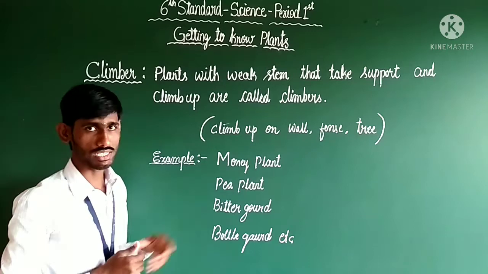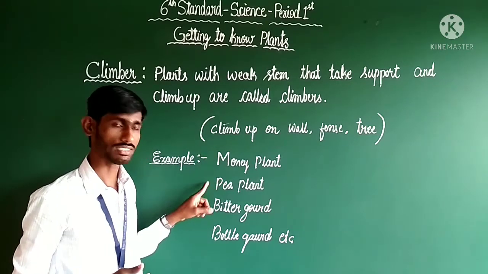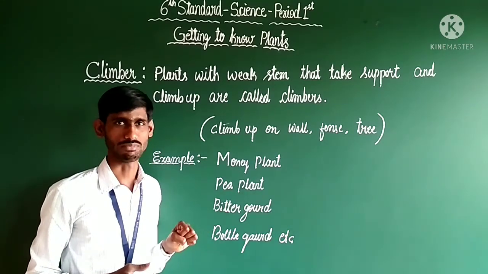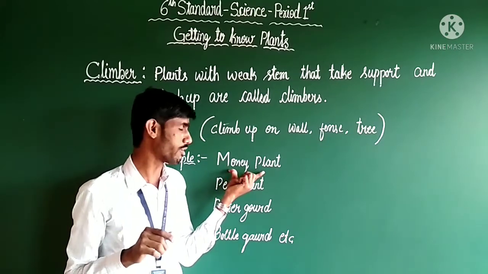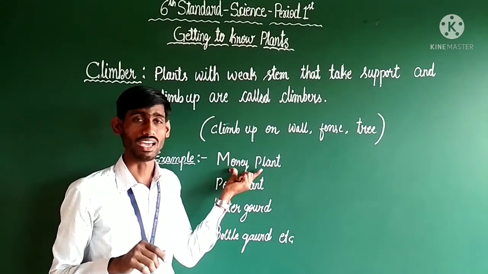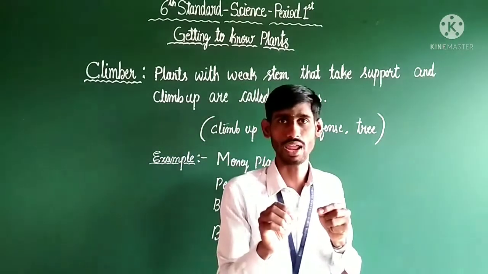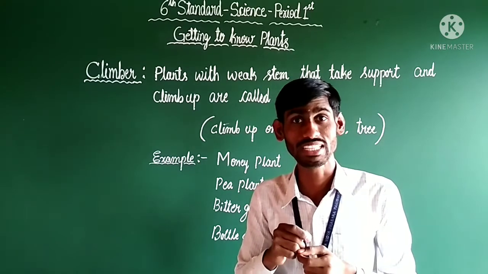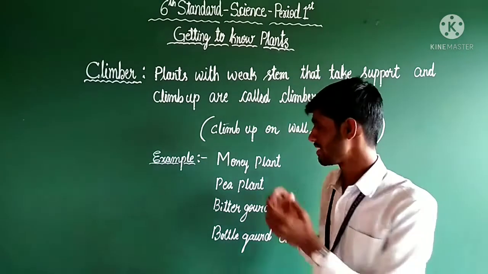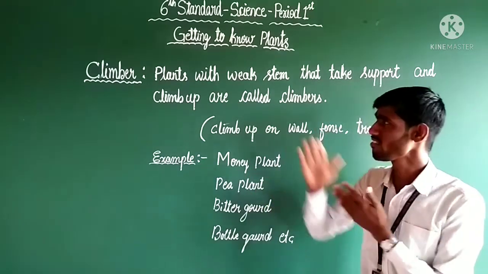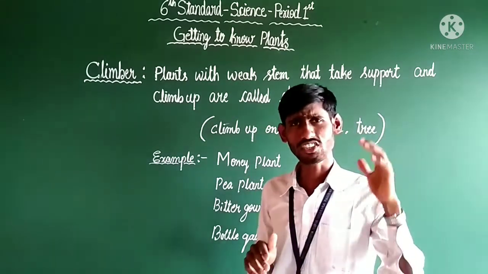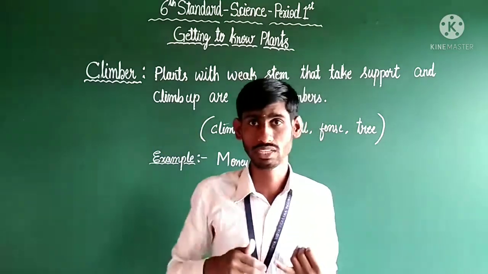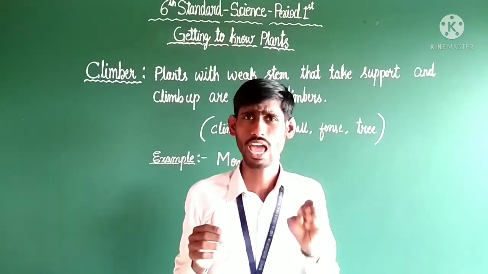Examples of climbers are money plant, pea plant, bitter gourd, bottle gourd. These are all examples of climbers. Dear children, I think it's a very familiar plant. Okay, money plant. I think might be in your home there is a money plant. The money plant climbs up with the help of a thread. Have you observed? With the help of the thread. Clear? See, this money plant is the best example of a climber. Okay, dear children. We have discussed shrub, herb, tree, and also climbers and creepers. These plants have specific parts.